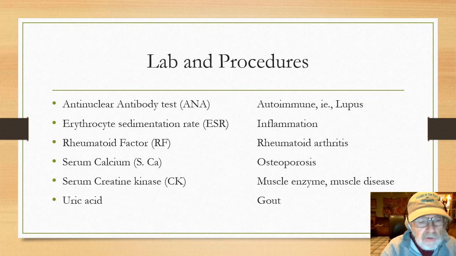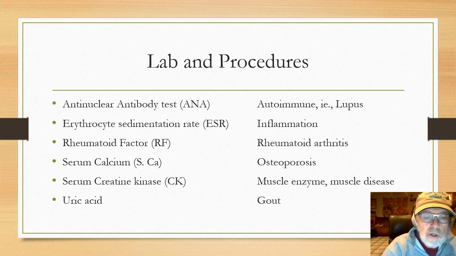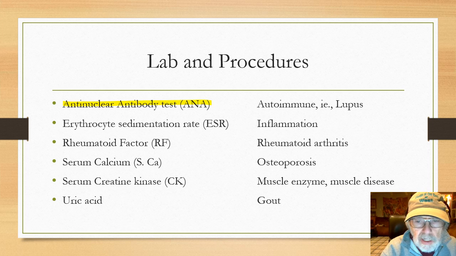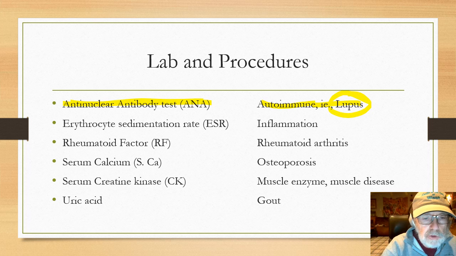Okay, a couple of lab tests and stuff like that. I just want to do these briefly because I've gone a long time here. First one's called an ANA. ANA stands for anti-nuclear antibody, and basically this is a test looking for autoimmune diseases such as lupus. Okay, if you're going to do this ANA, they'll test for lupus.